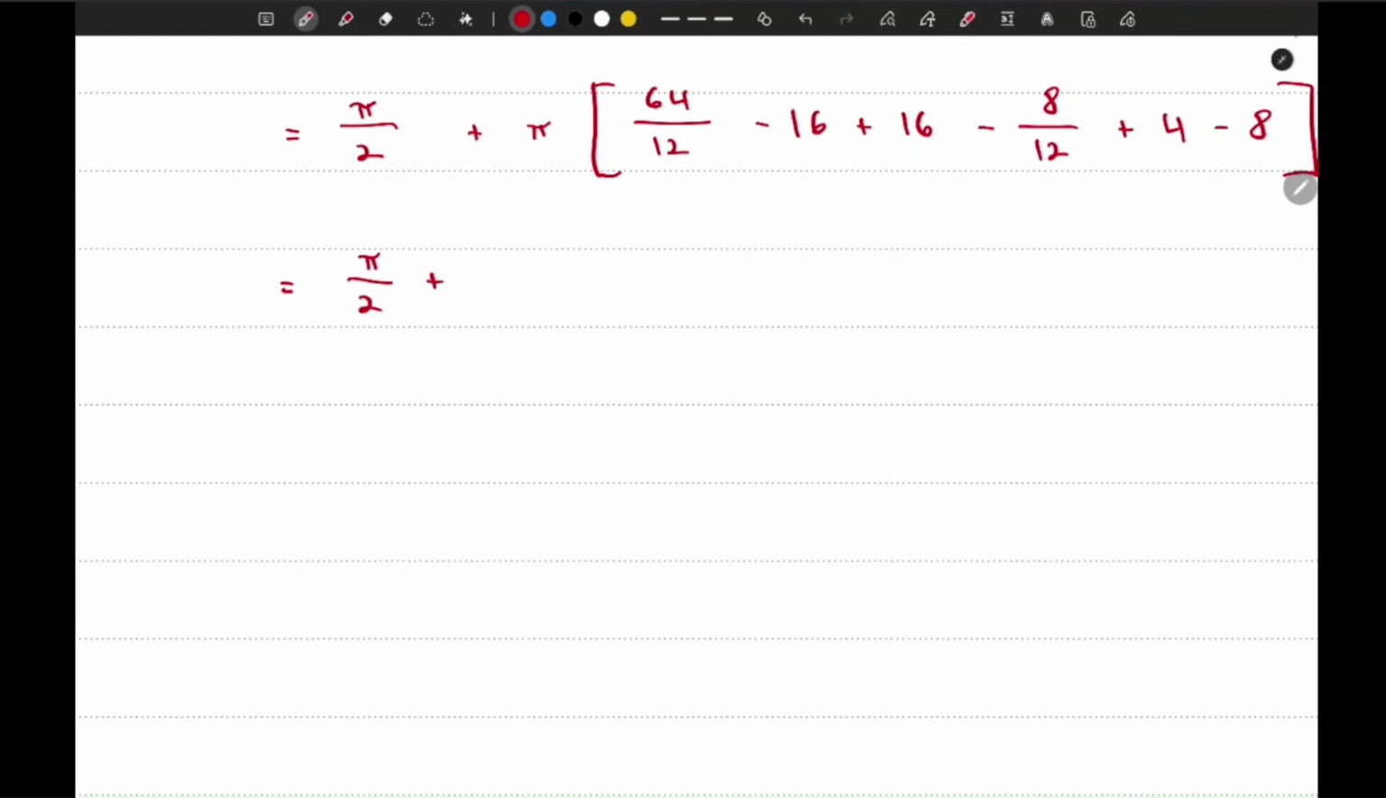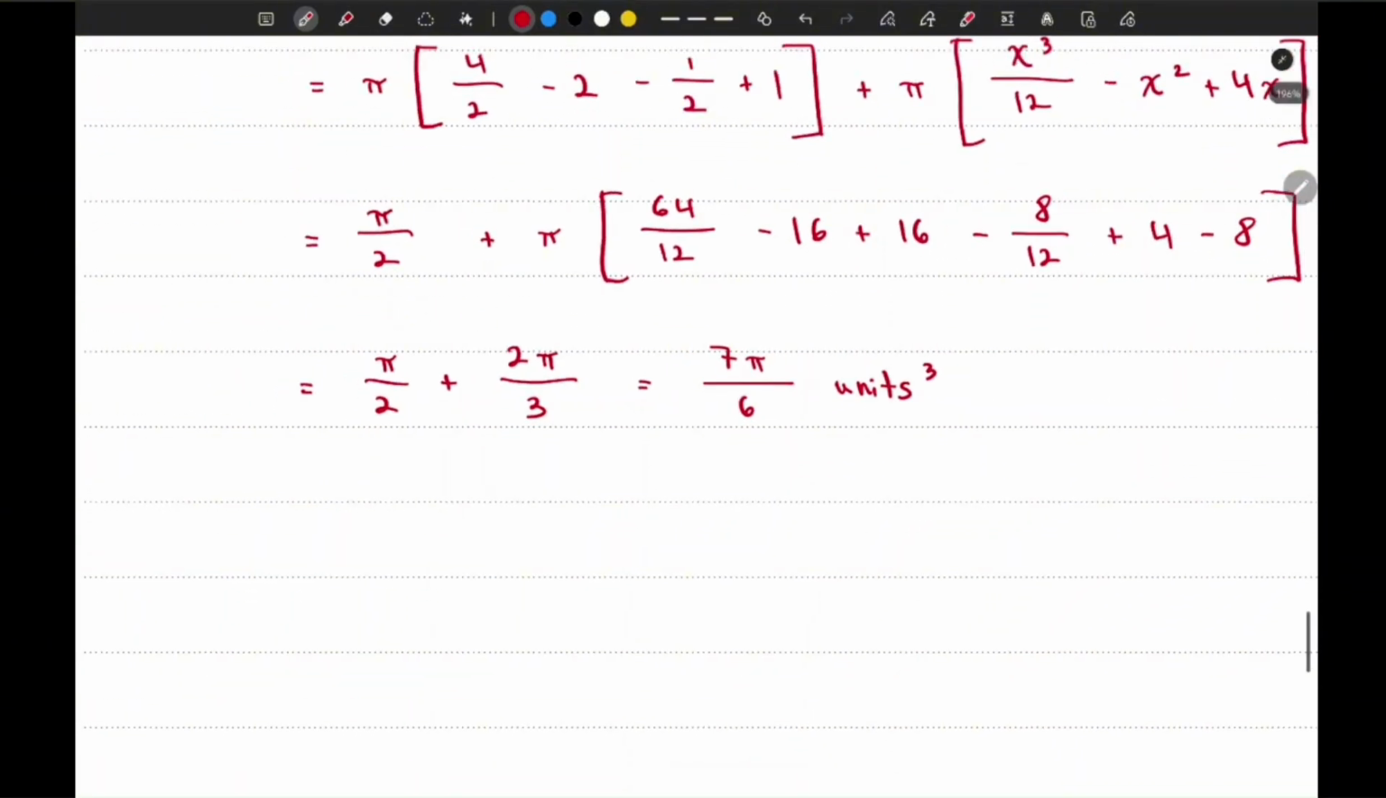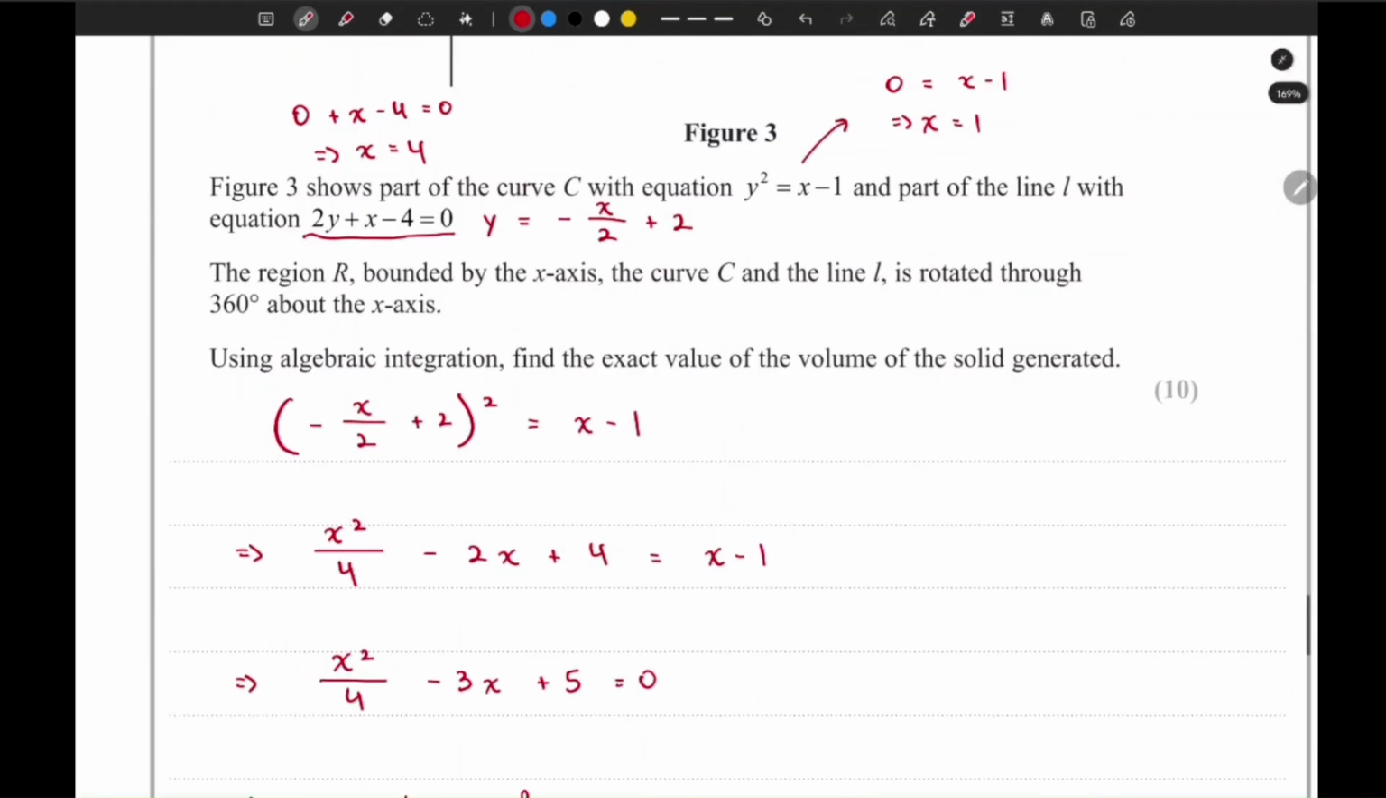So this gives us a value of 2 pi divided by 3. And if we add these two, it will give us 7 pi by 6. So 7 pi by 6 units cubed. So this is the answer to this question.